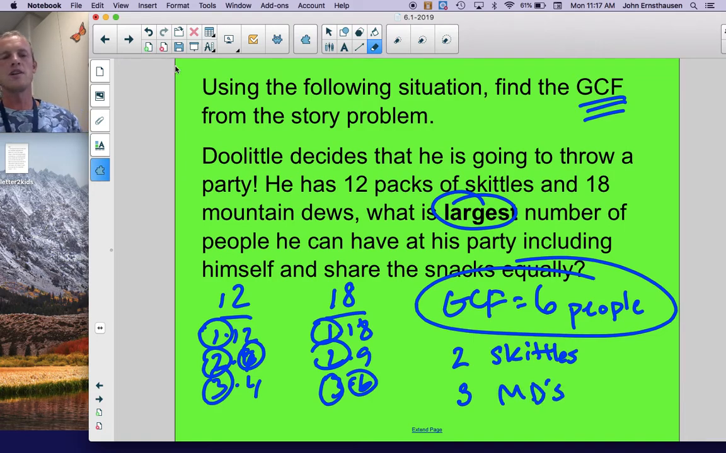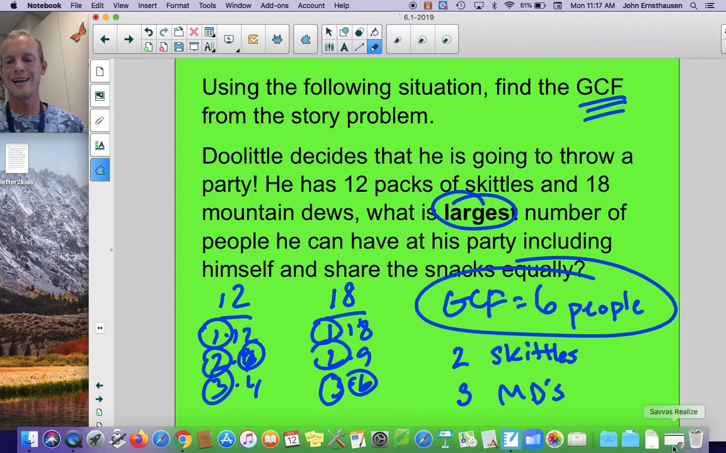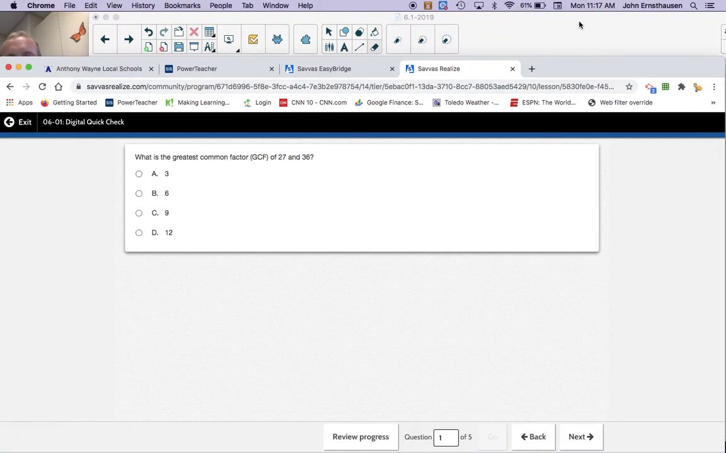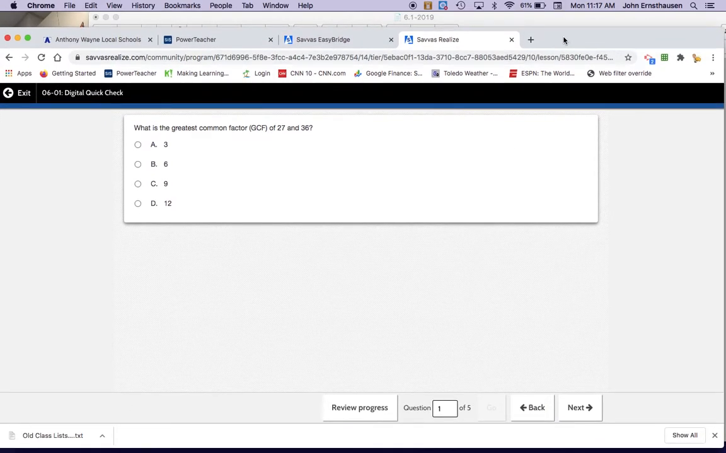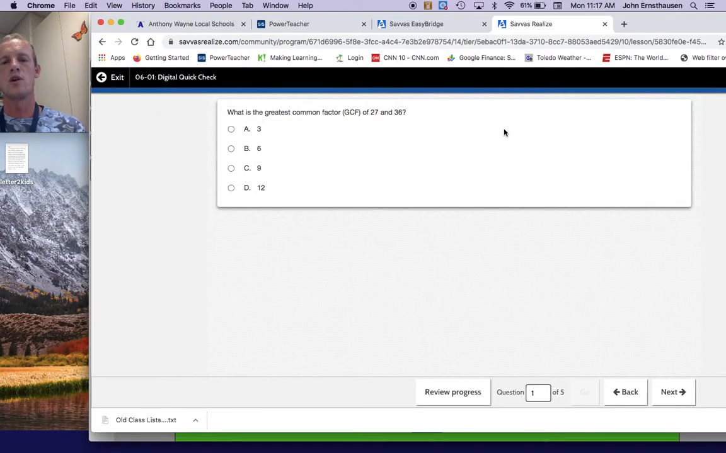Okay, so here's what we're going to do today now. You guys are going to log into your classroom if you're not there already, and you are going to go ahead and click on the assignment that says 6-1 Digital Quick Check. You are going to have 5 problems. This is a grade. I'm going to read through them really quickly with you. It says, number 1, what is the greatest common factor of 27 and 36? I know the multiple choice answers are here, but please do a list. Check them with your calculator as divisors.